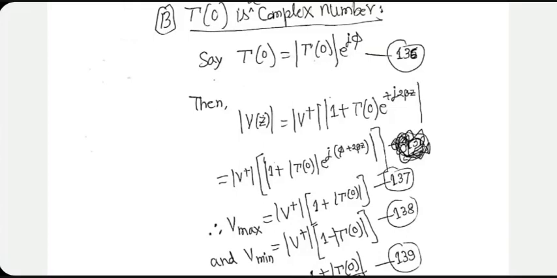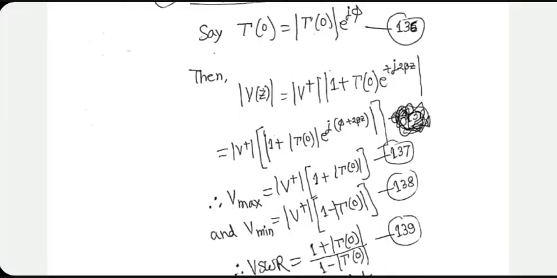But the maximum value of e to the power j something would still be plus 1, even if phi is included. And the minimum value will be minus 1, despite including phi. So Vmax is now written slightly differently. We write Vmax equal to magnitude of V plus multiplied by 1 plus magnitude of tau naught. It's obvious, because e to the power j something will go to plus 1 at maximum. At minimum, that will go to minus 1. So the minimum value is magnitude of V plus multiplied by 1 minus magnitude of tau naught.